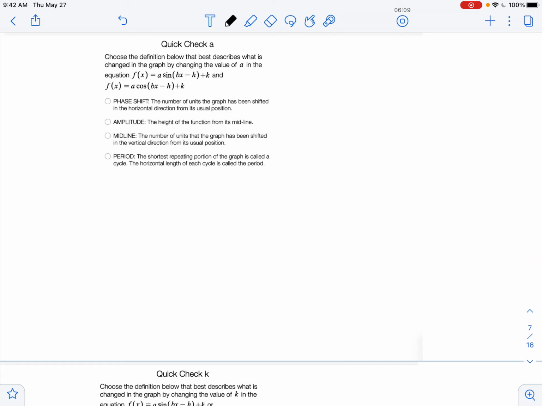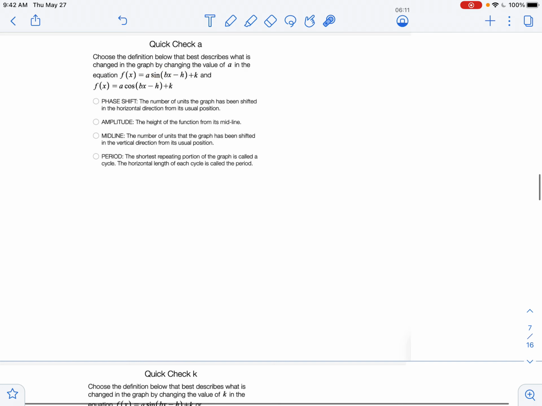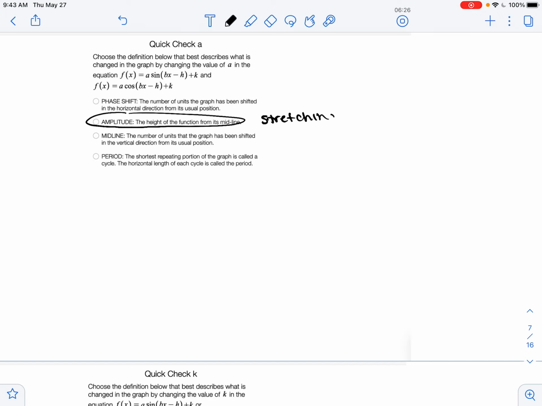So in both the sine curve and the cosine curve, A is changing the amplitude. It's changing the height of the function from its midline. It's changing the distance between the min and the max. It's stretching our function vertically. I want us to look at specific ways that this happens.